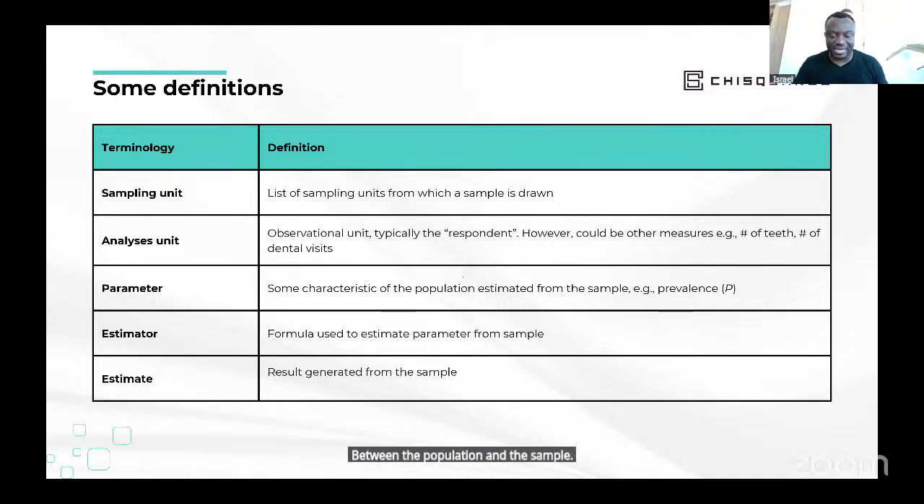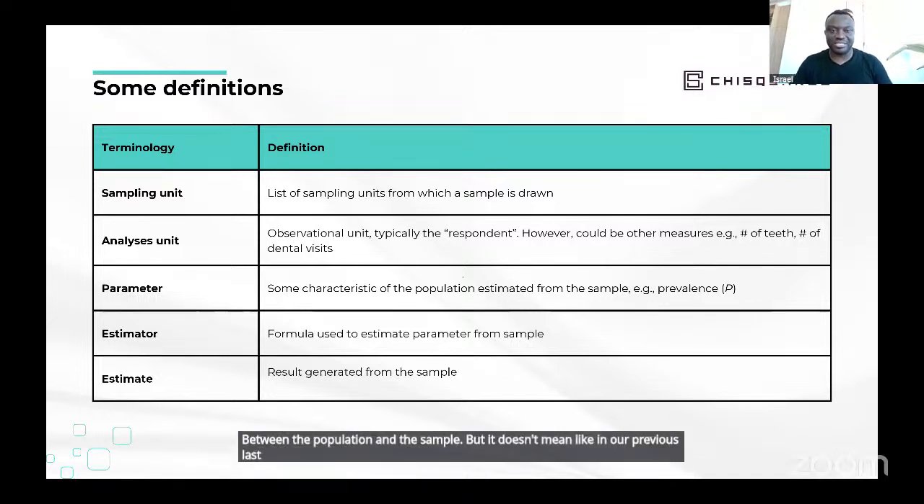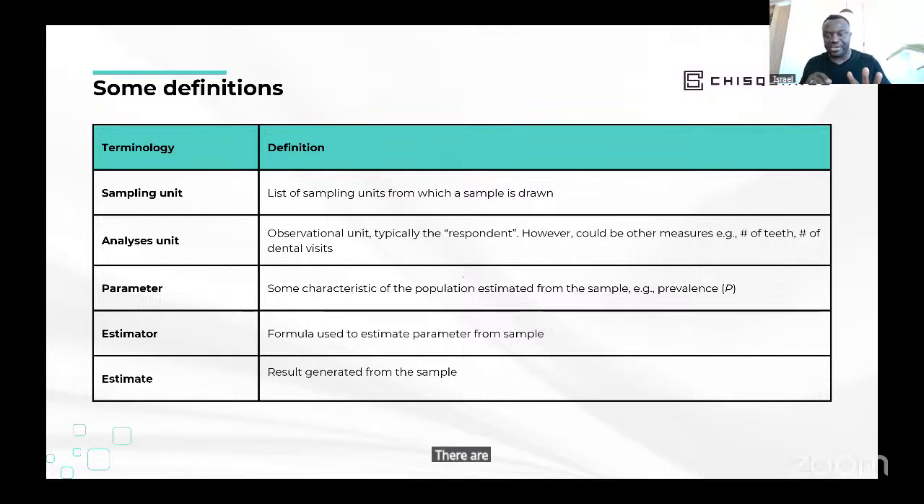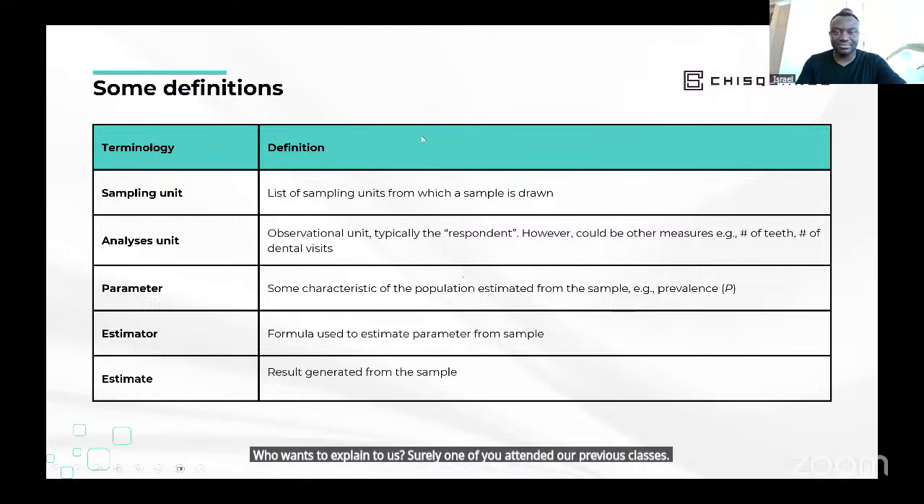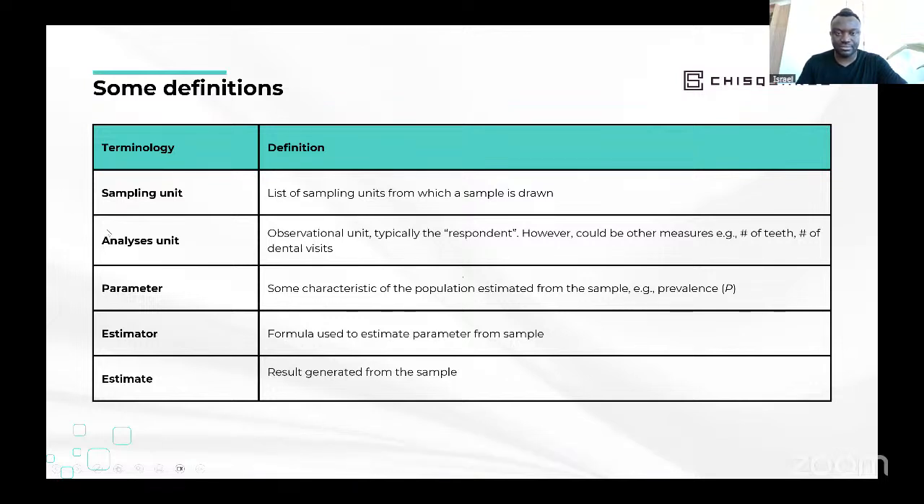For those of you who attended our previous class, where we discussed the illustration of the president and his chief of staff, there are four things that you need to be aware of here: the population, the sample, the parameter, and the estimate. Who wants to explain to us? Surely one of you attended our previous classes. No takers?